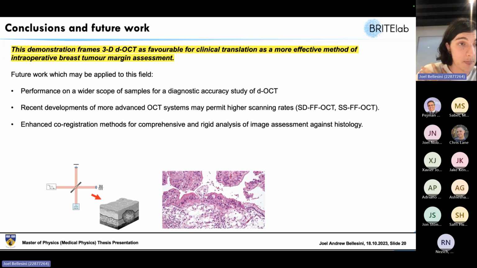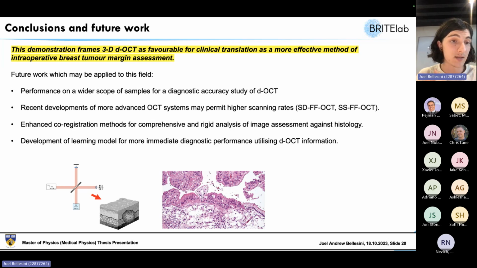But what really intrigues me is the development of a learning model for more immediate diagnostic performance using dynamic OCT information, in which all of our dynamic OCT visualization methods may be combined and then, through some sort of deep learning model, converted into a binary map which a surgeon can use to immediately determine either a negative or a positive margin for a given excision.